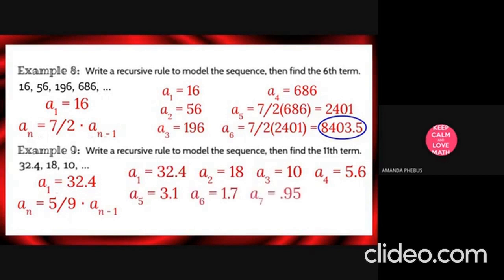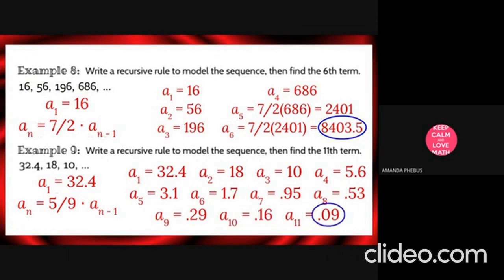Multiply that by 5/9 and get 0.95. Multiply that by 5/9 and get 0.53. Multiply that by 5/9 and get 0.29. Multiply that by 5/9 and get 0.16. And here's my last one. Multiply that by 5/9 and get 0.09. So that's the number that I'm looking for.